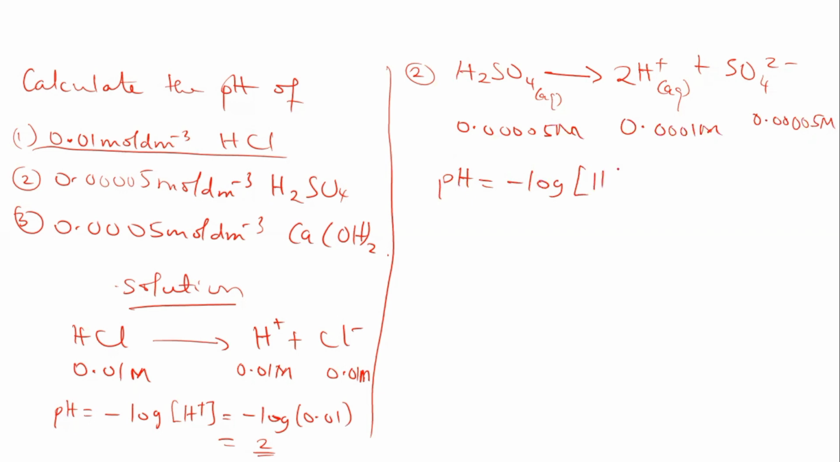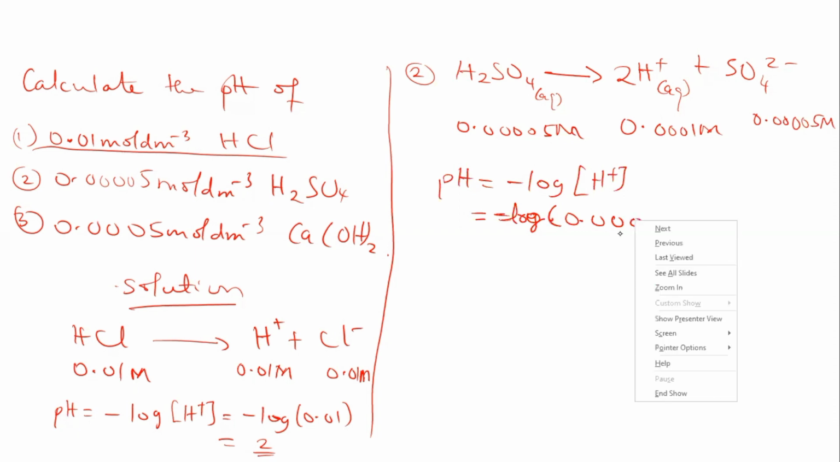All right. So therefore, the pH is going to be minus log the concentration of the hydrogen ion, which is what you have here, minus log 0.0001. So when you press that on your calculator, you're going to have 4, right?